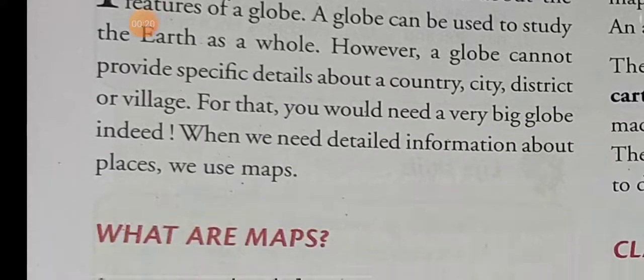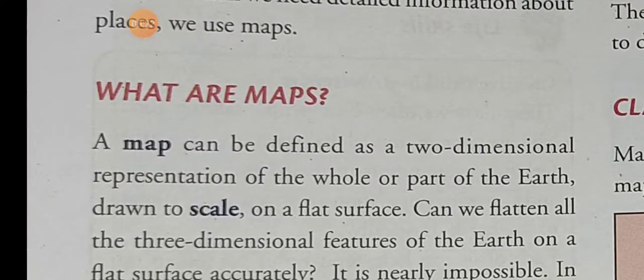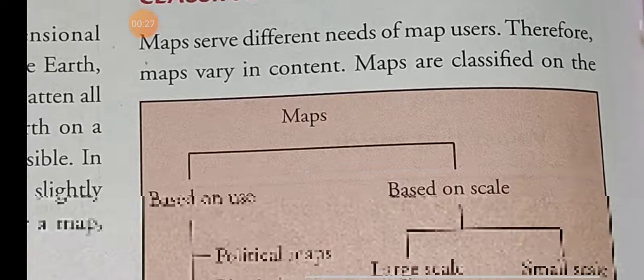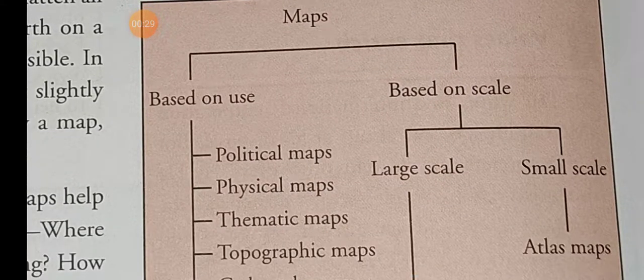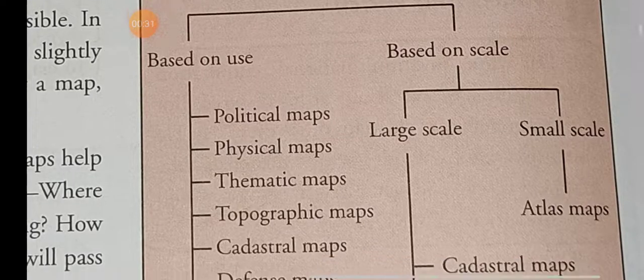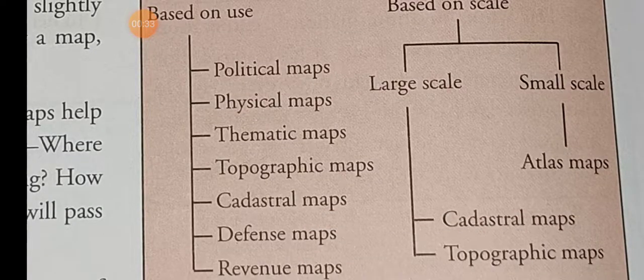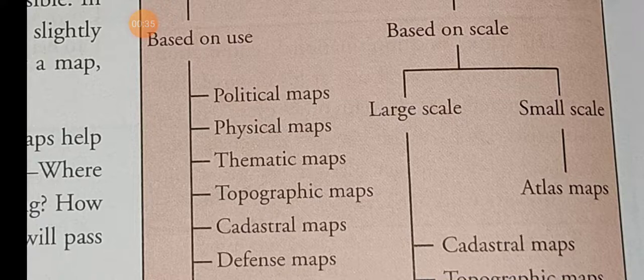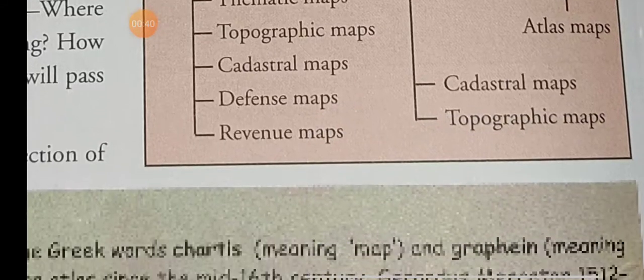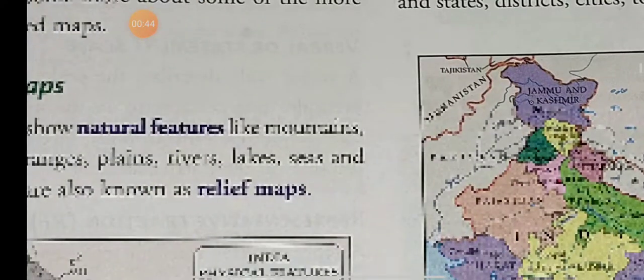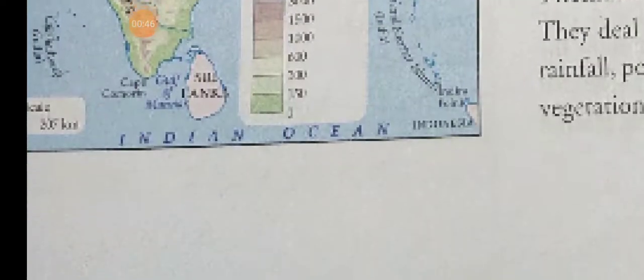In the previous class, I explained the meaning of map, what maps are, the classification of maps, and different types of maps on the basis of use and on the basis of scale. On the basis of scale, I will explain later. Now I'm going to explain the different components of a map.